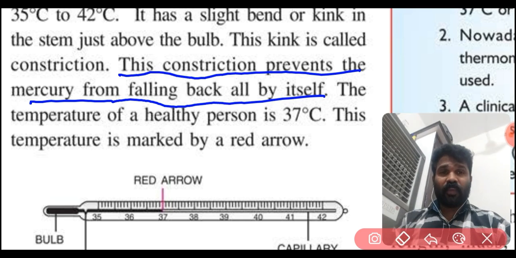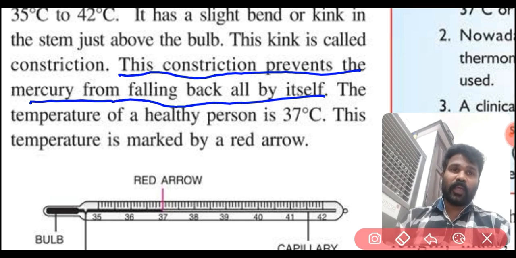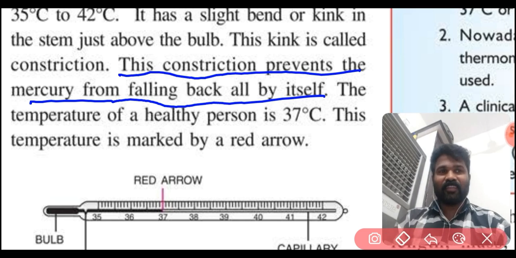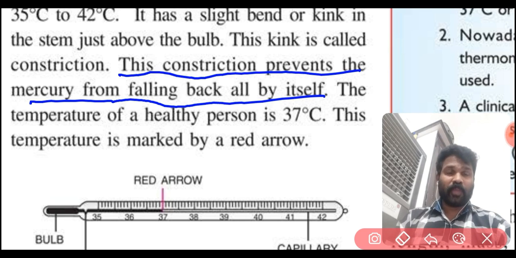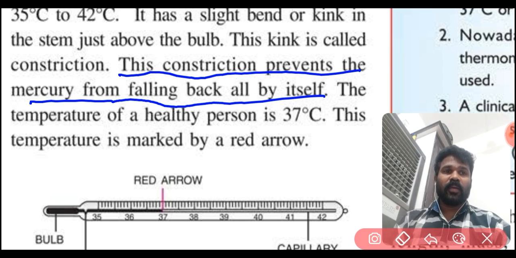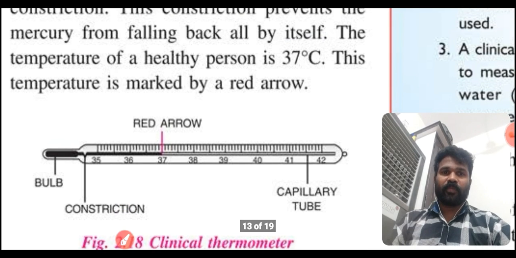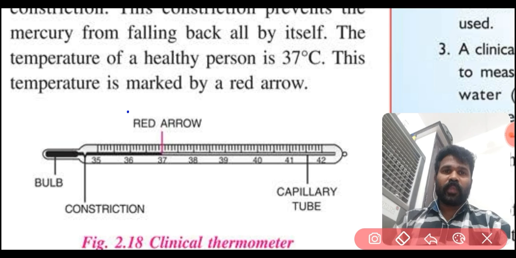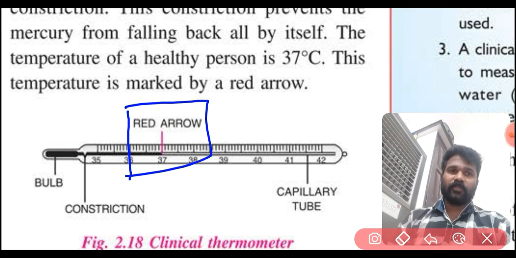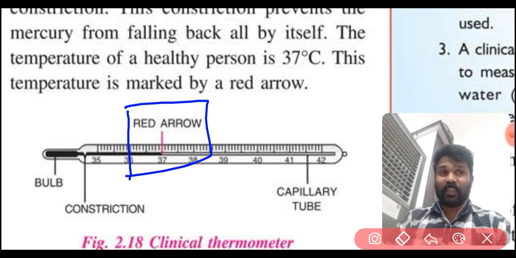The temperature of a healthy person, we know, is 37 degrees Celsius. This temperature is marked by the red arrow here. In the thermometer we can see one red arrow, which is one part of a clinical thermometer. This red arrow shows the temperature of 37 degrees Celsius, that is the temperature of a healthy person.